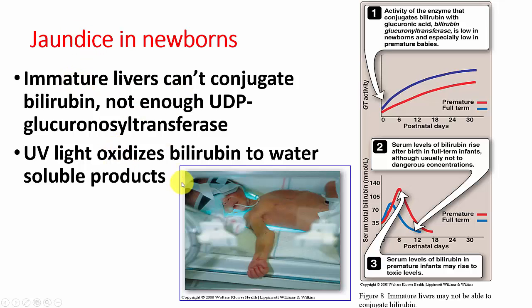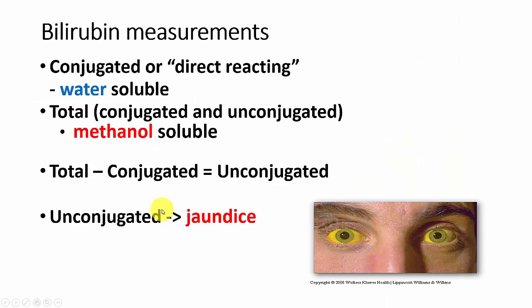Jaundice of the newborns. In young, immature, premature babies, quite often their liver is not mature enough to do the conjugation step. They lack adequate amounts of UDP-glucuronyl transferase, which is the enzyme that puts the glucuronic acid onto the bilirubin. Consequently, they can treat these kids with UV light that oxidizes the bilirubin to a more water-soluble product. And this just shows you the data from normal, full-term, and preterm premature babies.